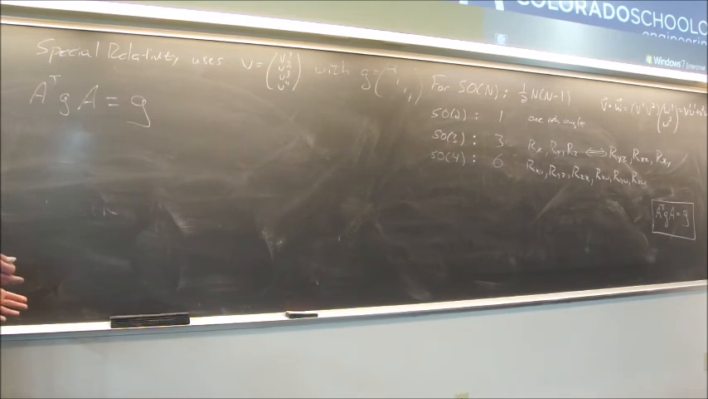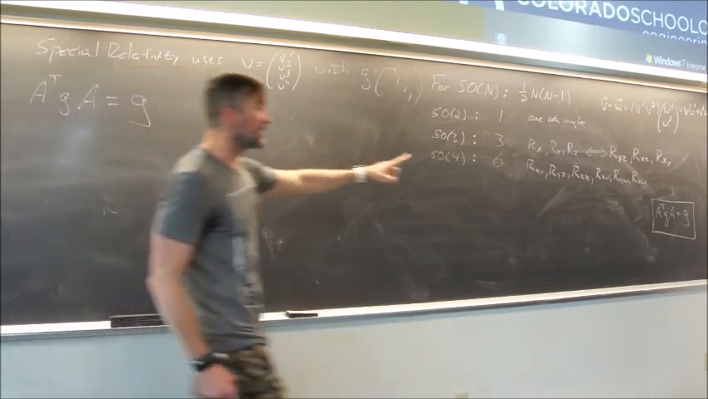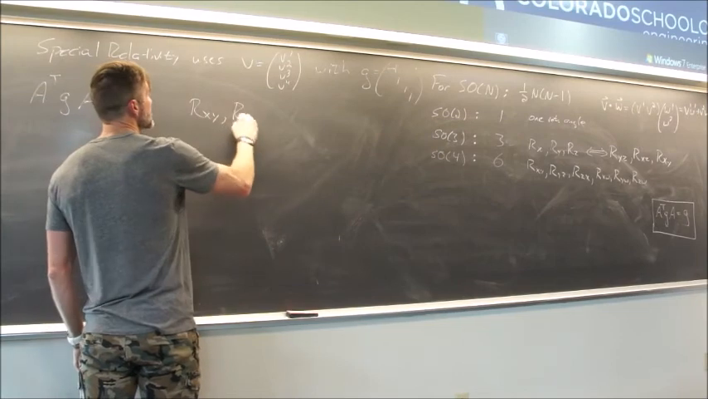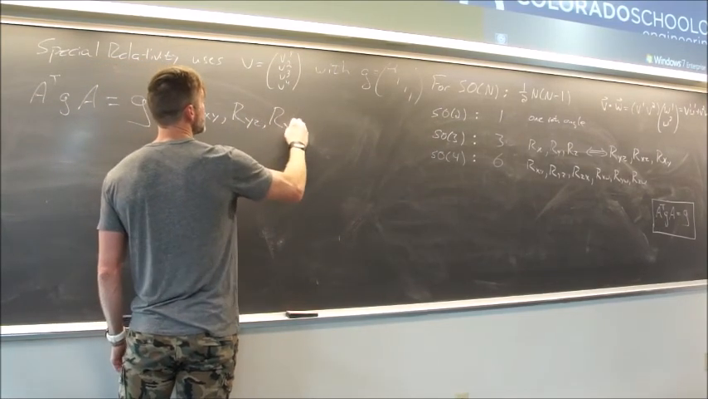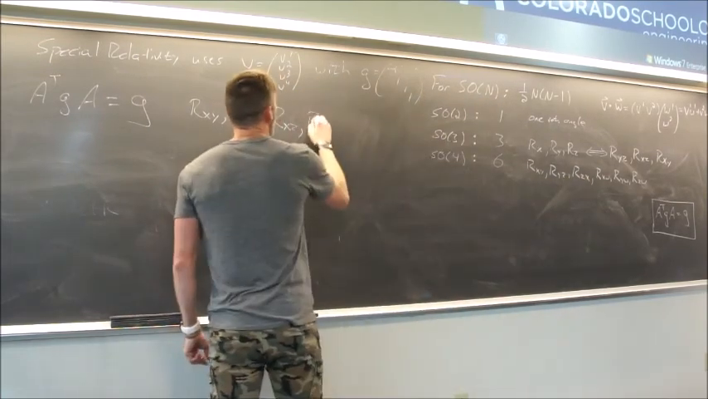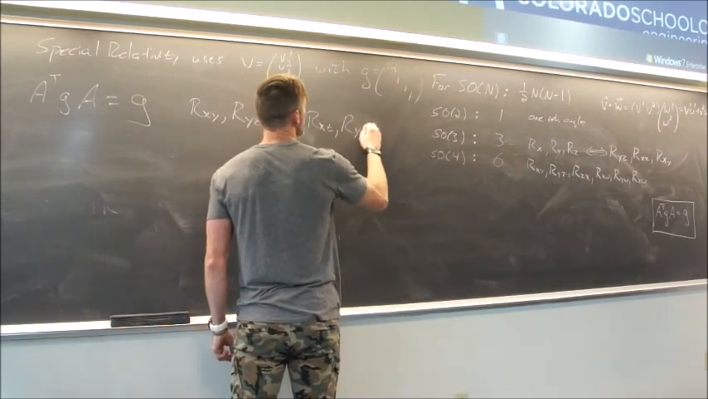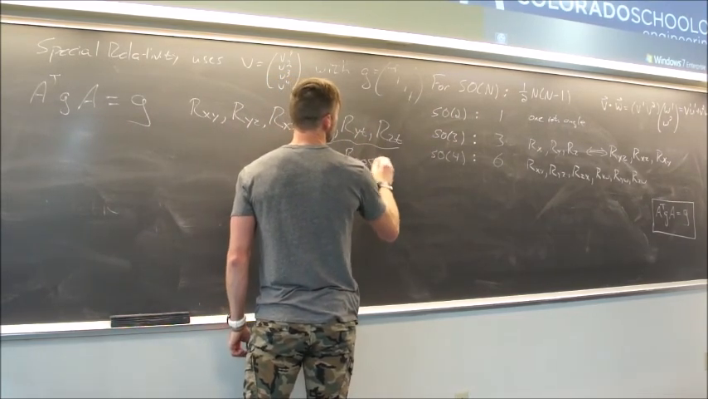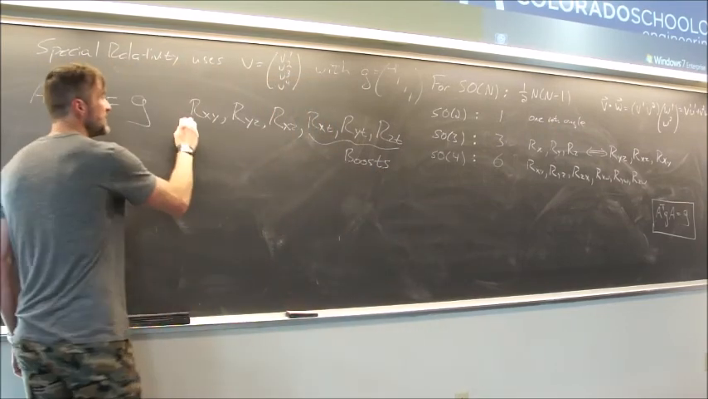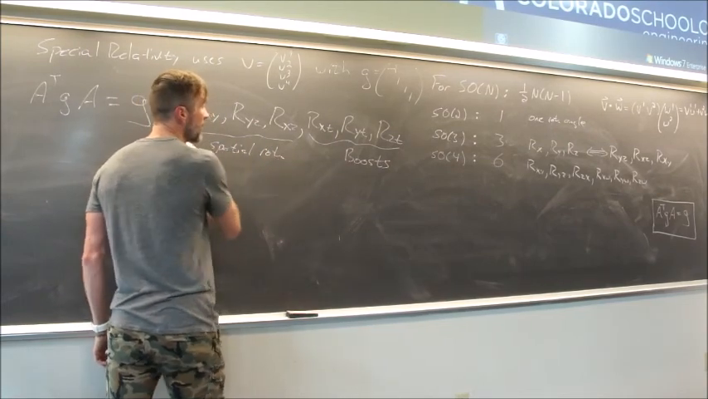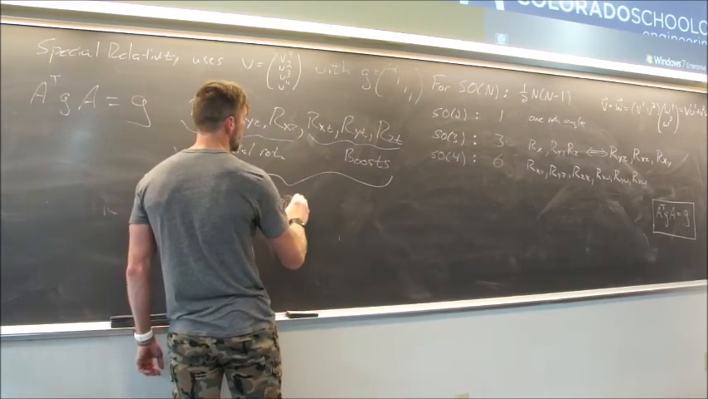That's why I shut you up. But if you do it, you will again find something similar to this, except this time you're going to find rotations in XY, rotations in YZ, rotations in XZ, and then the last set of three are better called rotations between spatial and time directions, and these are the boosts. These are spatial rotations, and together these form the proper Lorentz group.